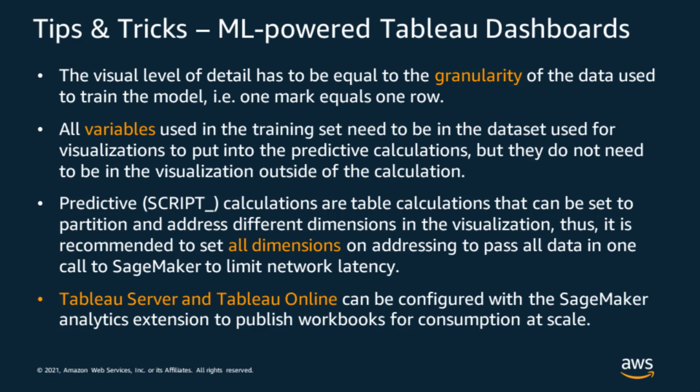The type of calculations that we used, script calculations, are table calculations in Tableau, which means that they can be controlled in terms of how they partition and address the visualization. So as a recommendation, we would suggest to set all of the dimensions in the view onto addressing. This means going in and modifying the table calculation to ensure that there are no partitions. Because of the way that the script calcs work, they'll make a separate call to SageMaker for each different partition. And in the case of inference here, where we're just returning predictions from a fit model, there's really no advantage to doing that. And setting everything on addressing will improve the computational performance of the calculation.